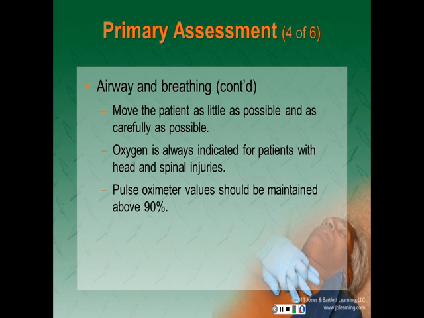The key to managing spinal injuries and airway and breathing problems is to move the patient as little as possible and as carefully as possible, maintaining spinal alignment throughout. Irregular breathing, such as Cheyne-Stokes respirations, may result from increased pressure on the brain because of bleeding or swelling in the cranial vault. Oxygen, delivered at a rate of 15 liters a minute by a non-rebreather mask or via BVM, is always indicated for patients with head and spine injuries. Pulse oximetry values should be maintained above 90%.